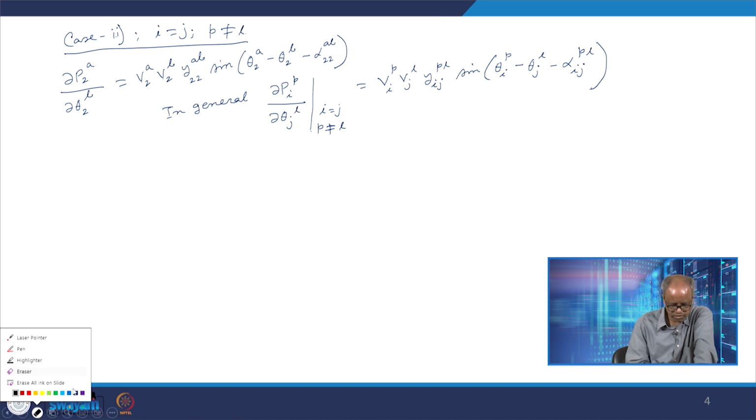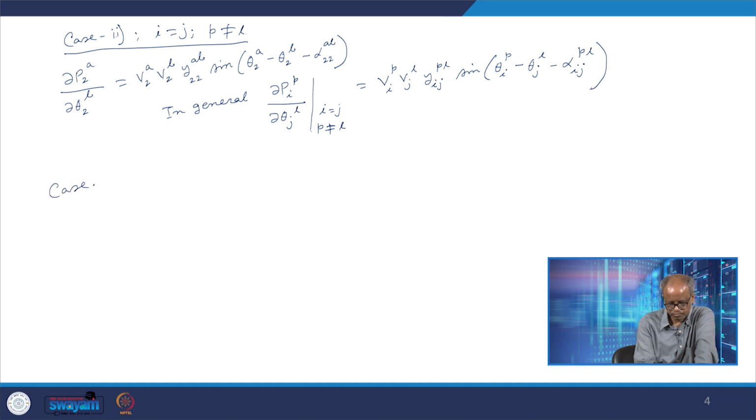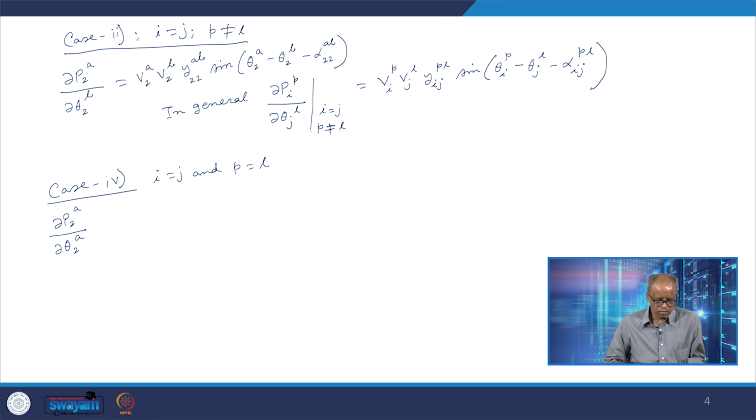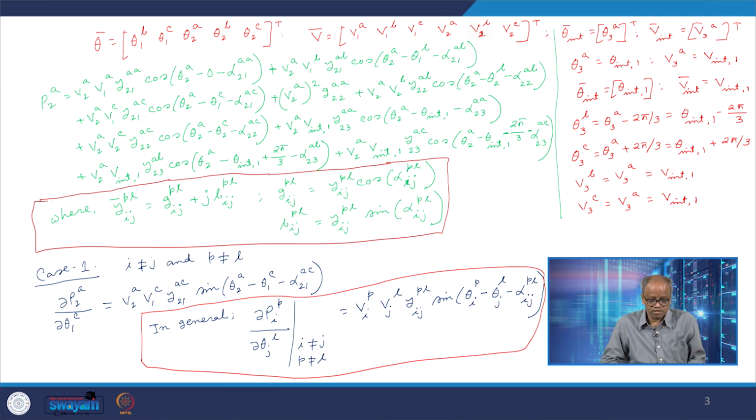Right, case 4 let us do first. Case 4 is I is equal to J and P is equal to L. That means del P2A by del theta 2A. We can see that it exists everywhere except this term, that is this V2A whole square G22A, that doesn't exist. Other than that it exists everywhere, correct.